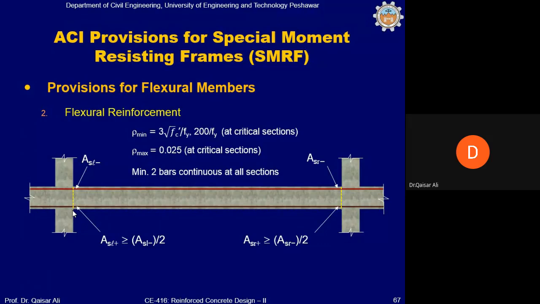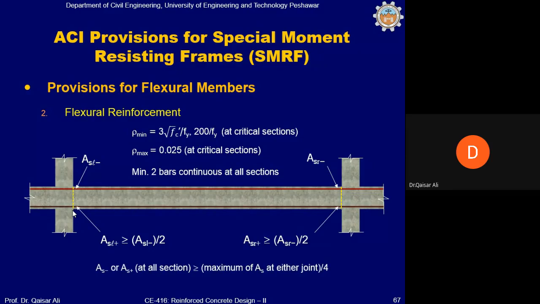So one of these provisions, the previous provision, was with regard to the size of the beam. This provision is with regard to the flexural longitudinal reinforcement. Longitudinal reinforcement at the beam column joints on the bottom side of the beam shall be at least 50% of the negative reinforcement. Okay.